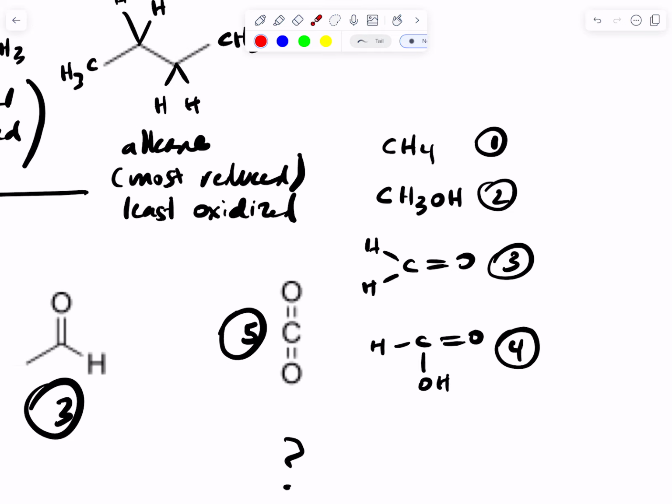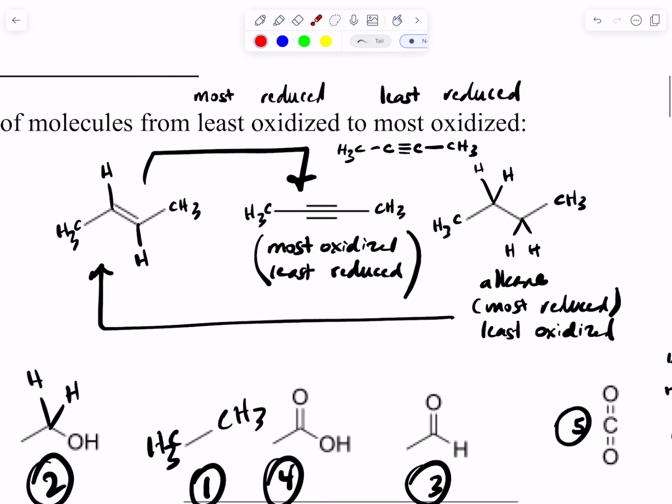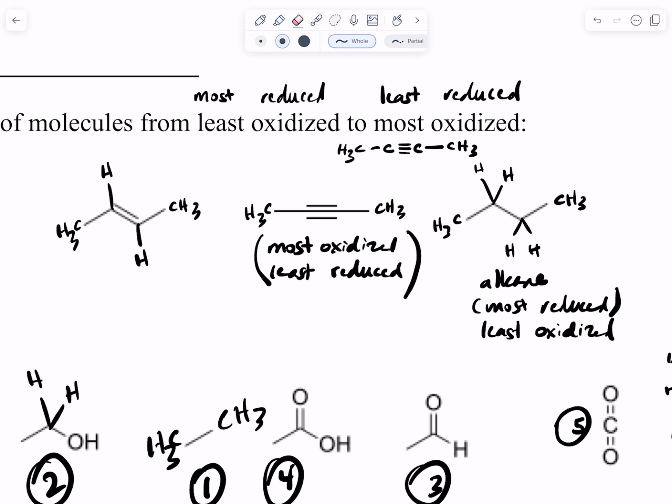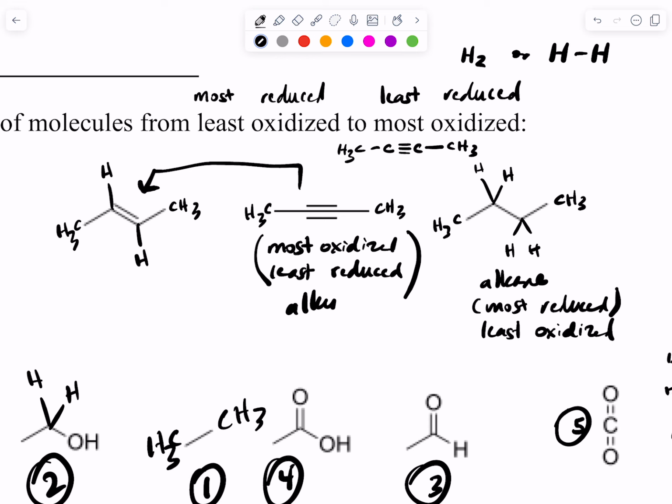Okay. One more thing I could add. You can convert alkynes to alkenes with a hydrogenation reaction. How many molecules of hydrogen would I need to do that reduction? Remember, hydrogen's just H2, or if you want to draw the Lewis structure. So how many molecules of H2 do I need to go from the alkyne to the alkene? Just one, right?